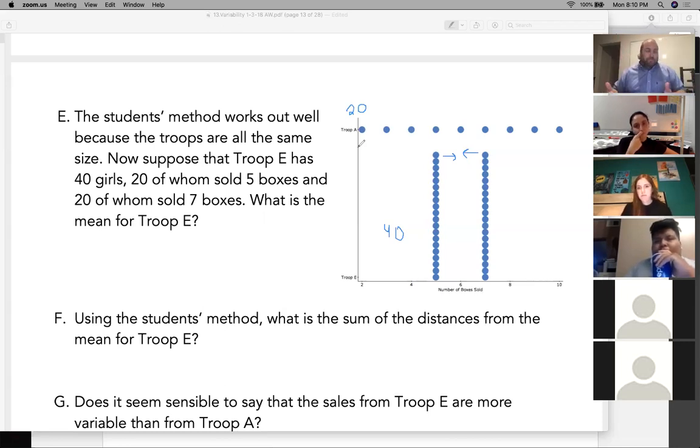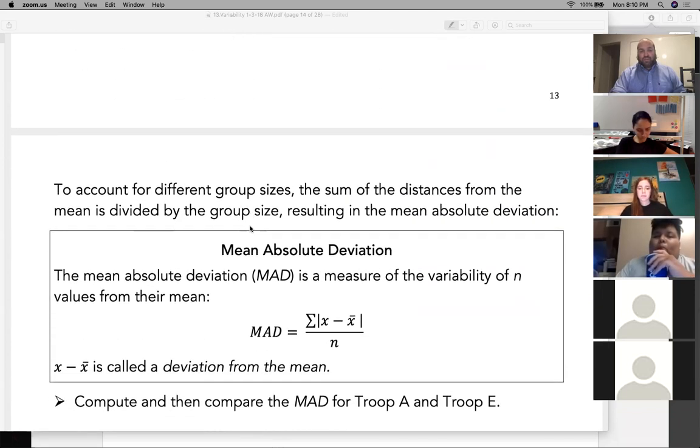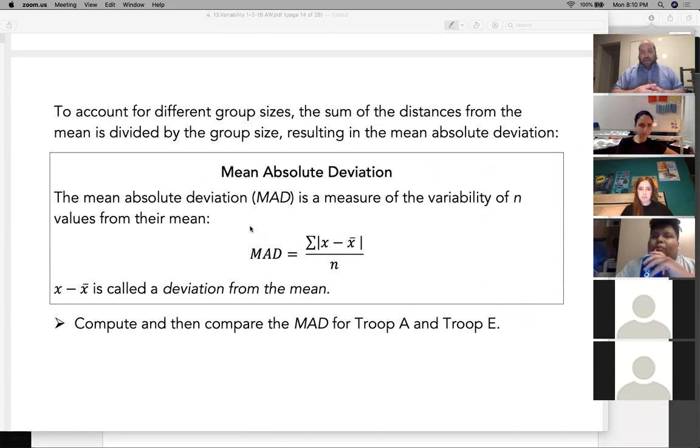Because of that, MAD is not really a great measure of spread. It works when they have the same data size, okay, but not so well when they don't. And for that, we have to go to a more sophisticated measure of spread, which is called the mean absolute deviation. I mean, this is what we're calculating, okay?